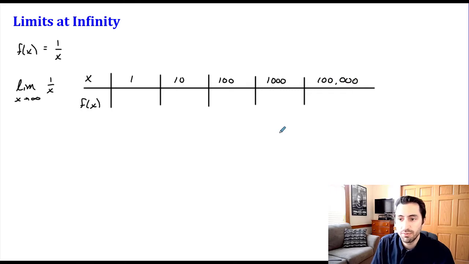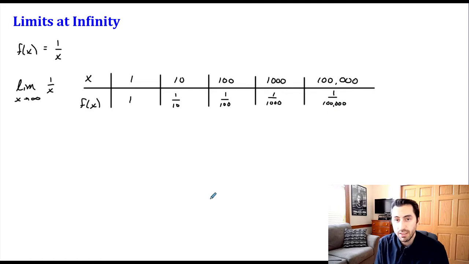So now if we plug these in, let's see what we get. So 1 over 1, we get 1. So it's just the reciprocal function. So 1 over 10, 1 over 100, 1 over 1,000, and 1 over 100,000. So if I take a look at these function values, as my x values keep getting larger, the function values keep getting smaller. So as I keep going towards positive infinity, these values are going to be approaching 0.